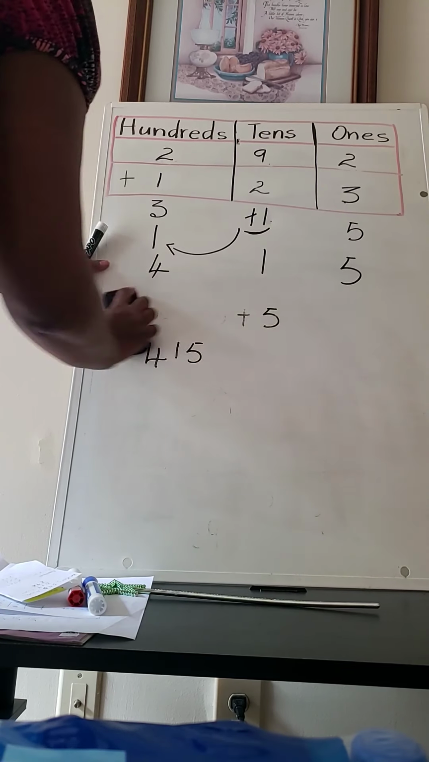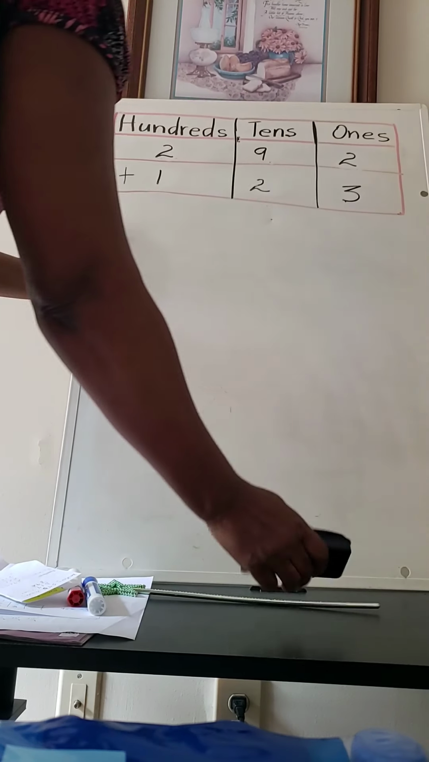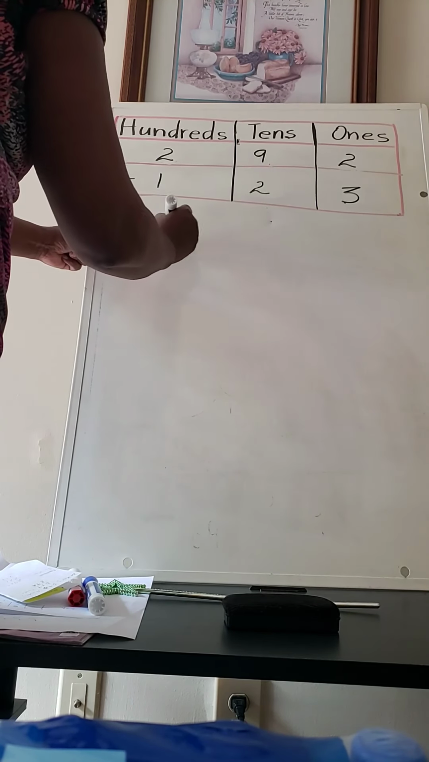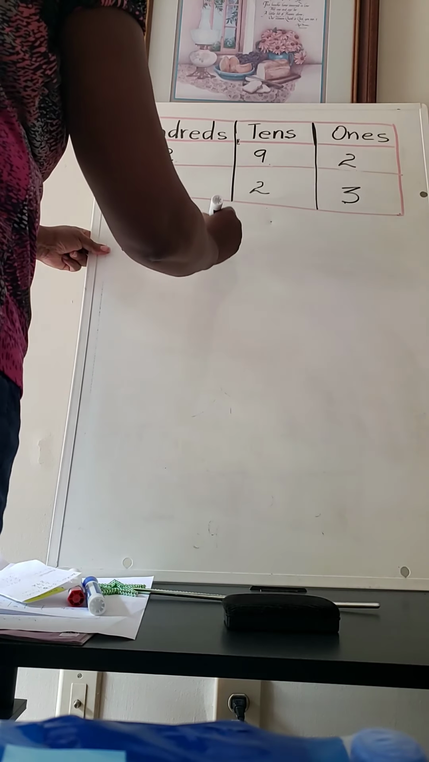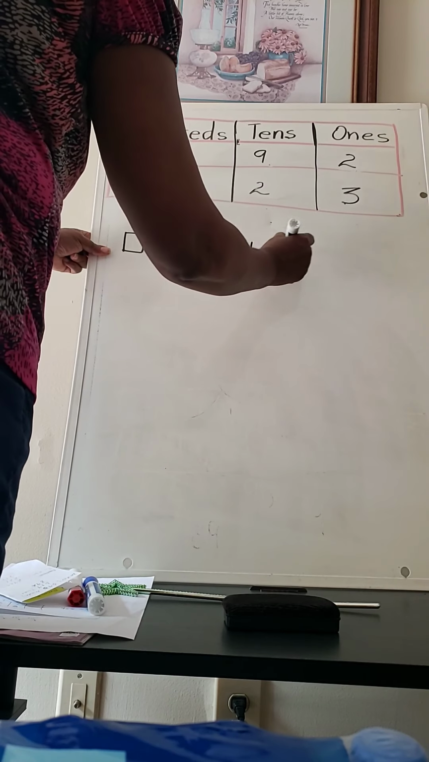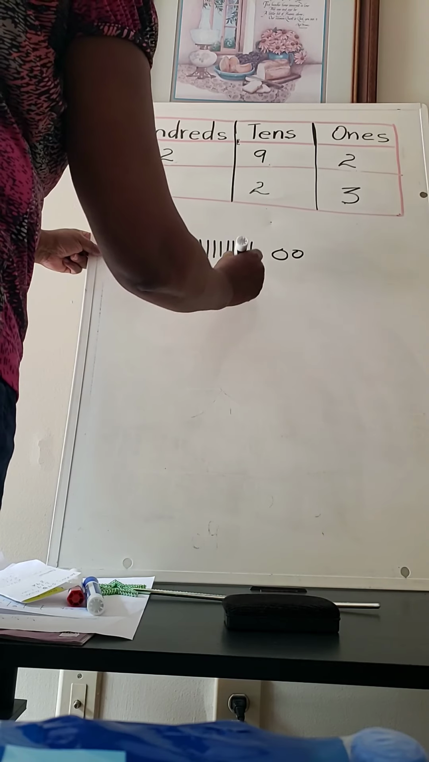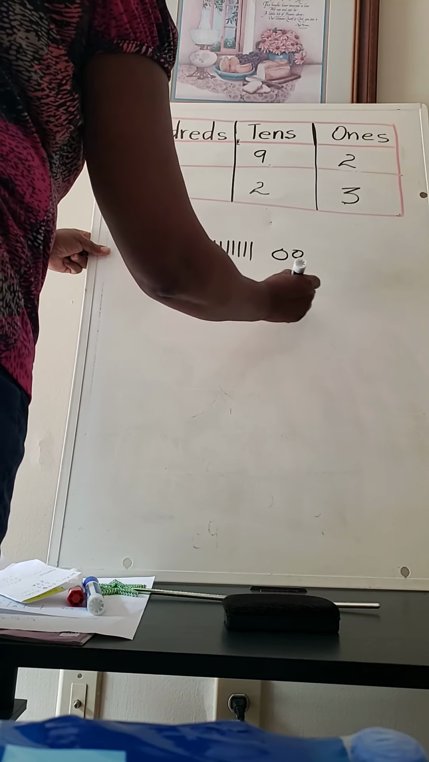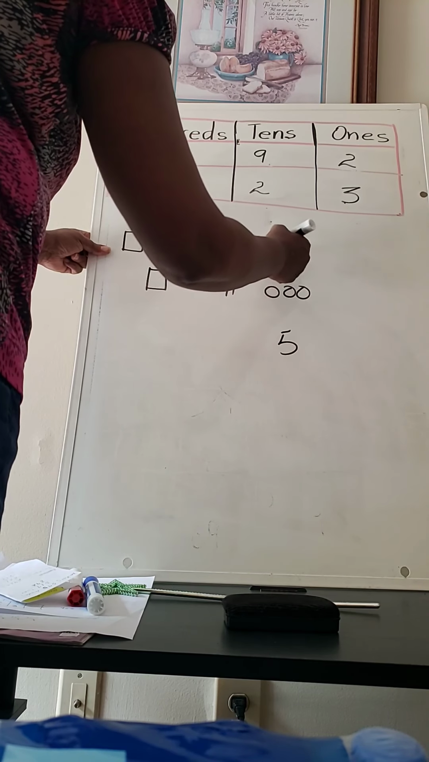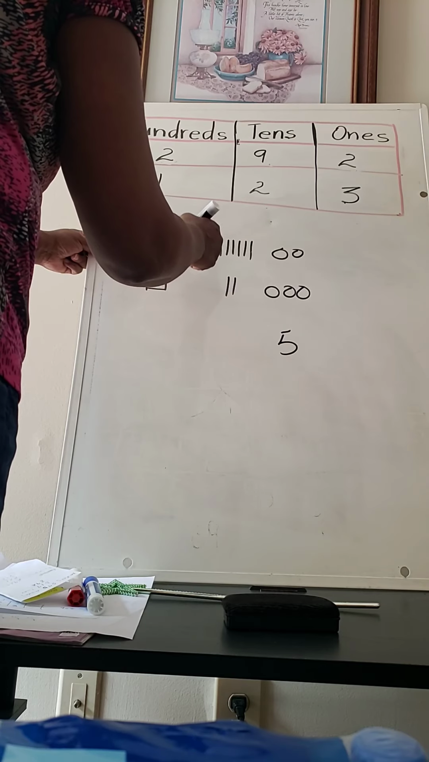So let's show that in picture form once more. So we have our 200 plus 9 tens plus 2 ones, and we're adding to that 100, 2 tens, 3 ones. 3 and 2, 5. 1, 2, 3, 4, 5 ones. 1, 2, 3, 4, 5, 6, 7, 8, 9, 10, 11.